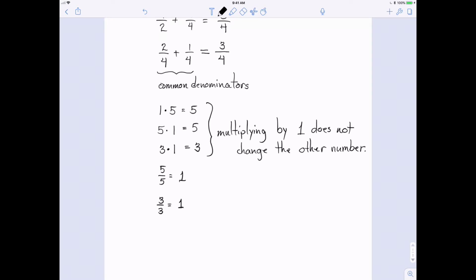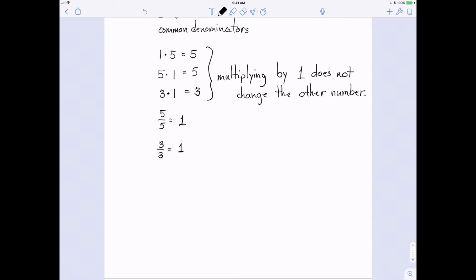All right, let's try this. What is 3/4 times 5/5? Now, there's actually two answers. The first one is you could very simply say that 3/4 times 5/5 is the same as 3/4 times 1. And we know that 1 doesn't change the other number, so notice that nothing's changed. It's still 3/4. So this is the first route.